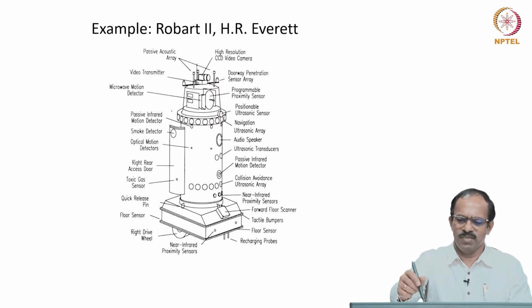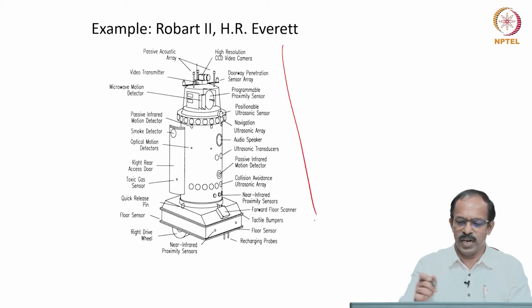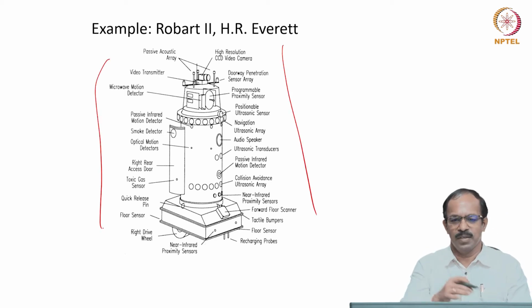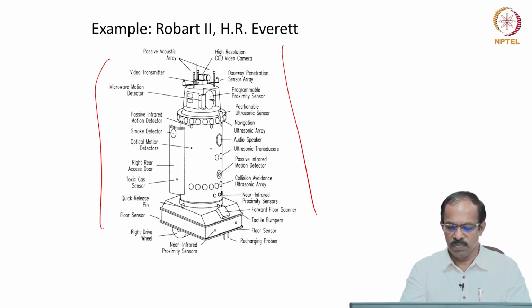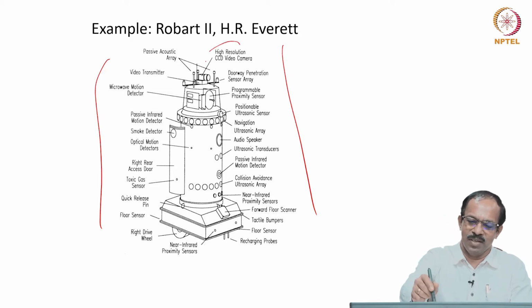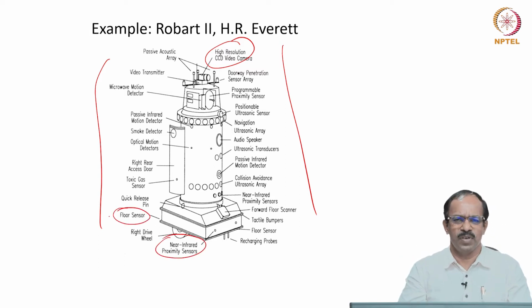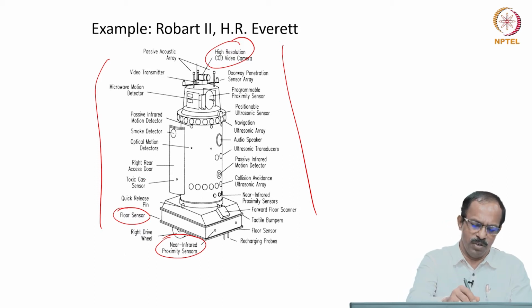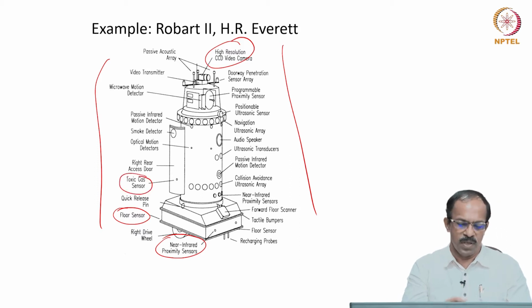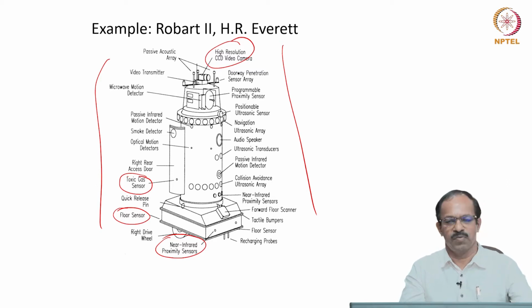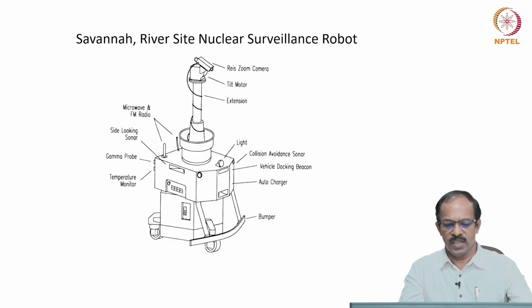Okay, this shows some of the robots with different kinds of sensors. So you can see a large number of sensors may be needed in mobile robots. That may include cameras, proximity sensors, then floor sensors, etc. So there can be different ways of looking at the problem. In some cases, depending on the use of the robot, you can have some kind of toxic gas detector also. So that depends on the application of the robots. Again, this is another example of a mobile robot with various kinds of sensors.